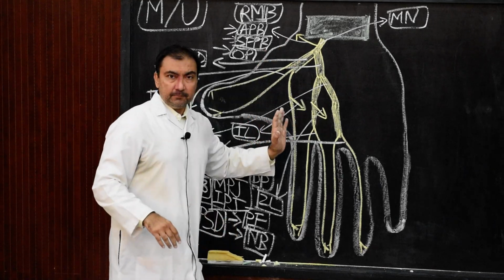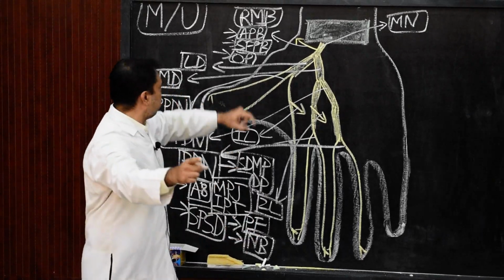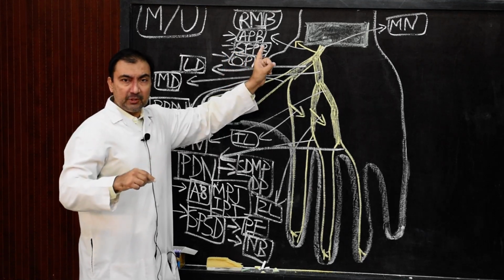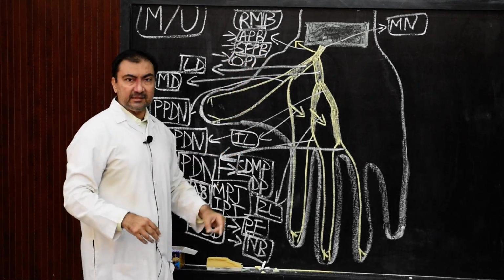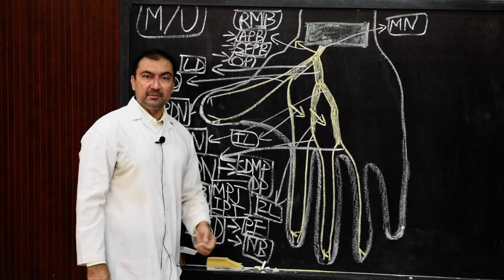Therefore, summary: the entire median nerve in the hand will supply how many muscles? Number 1, abductor pollicis brevis. Number 2, superficial head of flexor pollicis brevis. Number 3, opponens pollicis. Number 4, first lumbrical. And number 5, second lumbrical muscle.